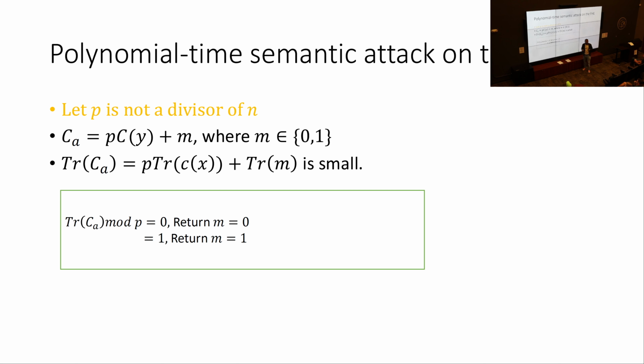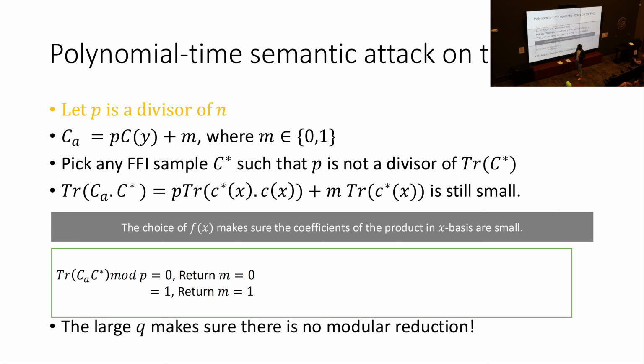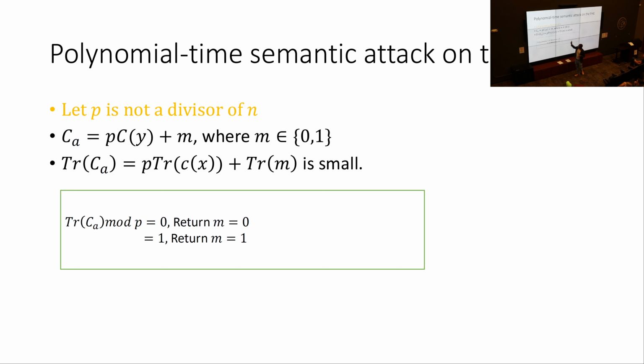Okay. Now, if p is a divisor of n, suppose n is even, then if you do mod p, it's 0 both times, right? Like 8 mod 2 is 0.